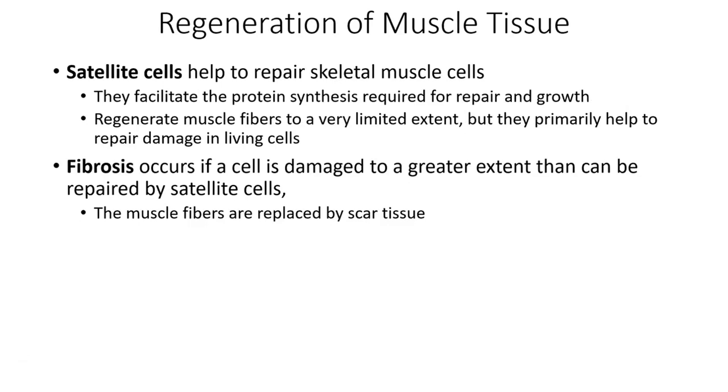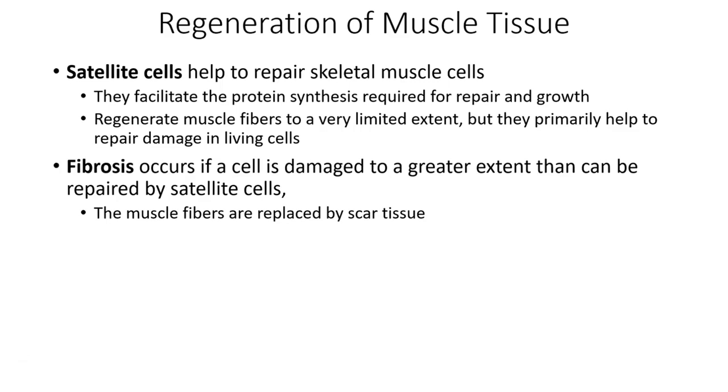Regeneration of muscle tissue comes from a special type of cell called satellite cells. They are going to be associated with these skeletal muscle cells. They're going to be bound up together in those layers of connective tissue that we talked about in the first video. So that endomysium and perimysium is going to contain these satellite cells as well. These satellite cells, their job is to help maintain the skeletal muscle cells. They're going to help with protein synthesis for repairing and growing muscle cells.